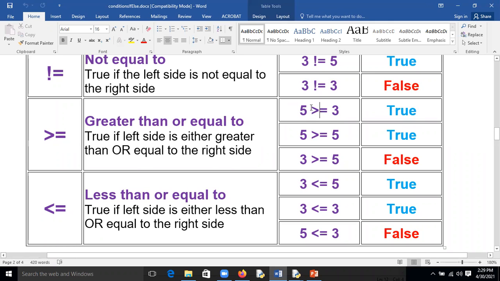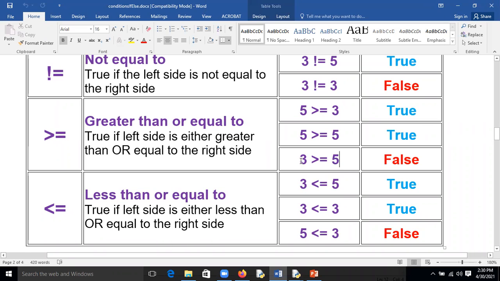Yes, it is greater than. As long as one of them is true, it's going to give you true. Let's look at the next one. Is 5 greater than or equal to 5? "Or" means one of. If one of them is true, then it will return true. So is 5 greater than 5? No. Is 5 equal to 5? Yes. So it will return true.